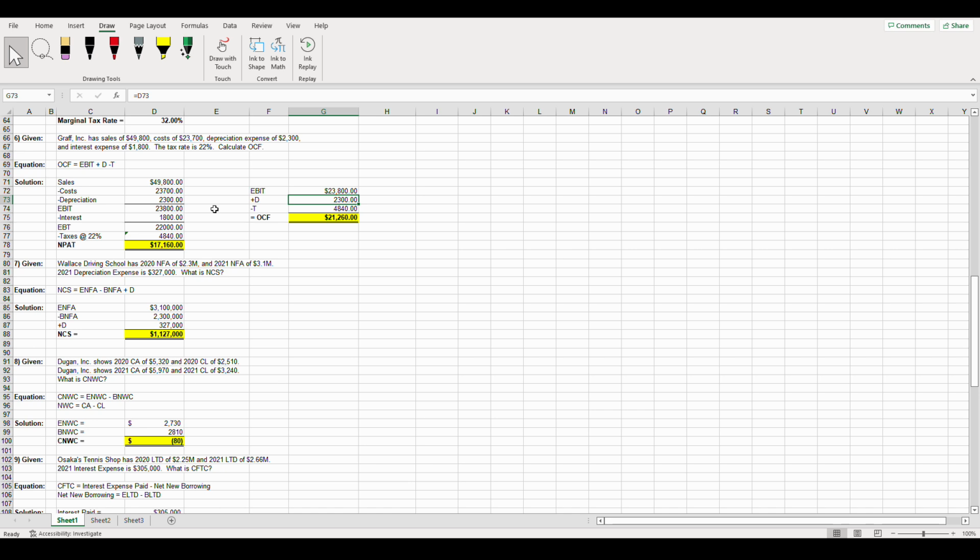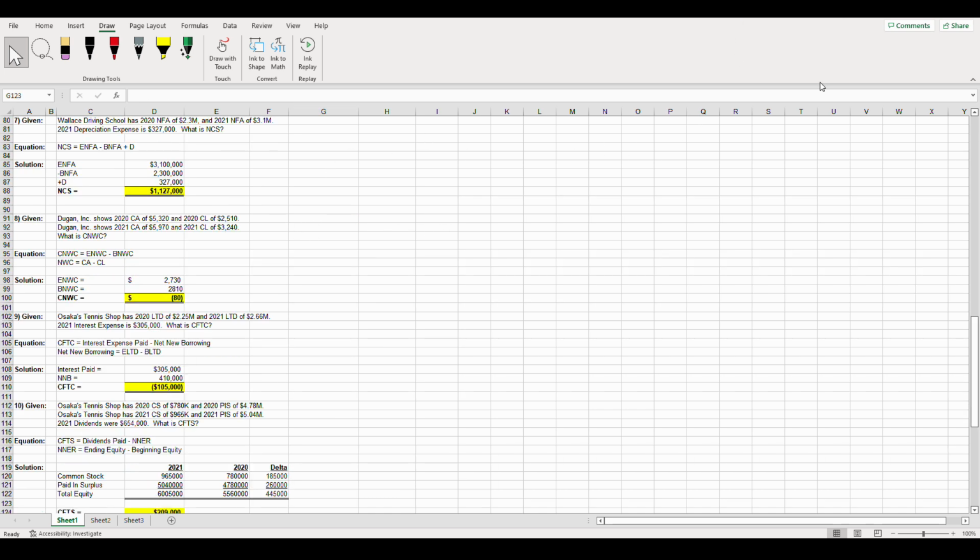And then my taxes are equal cell D77, 4840. And to get my OCF, I simply take G72, equal G72 plus G73 minus G74, and I get an operating cash flow of $21,260, and there are your answers to problem number 6.